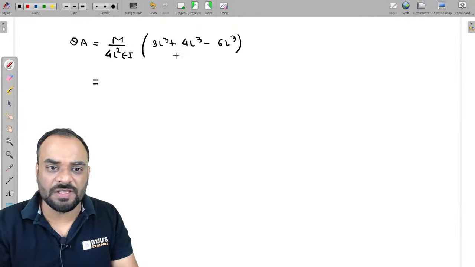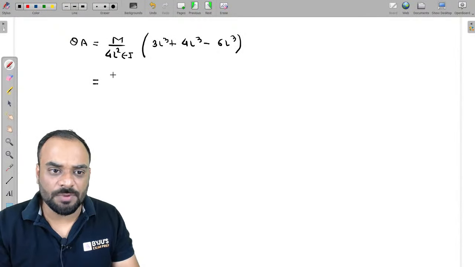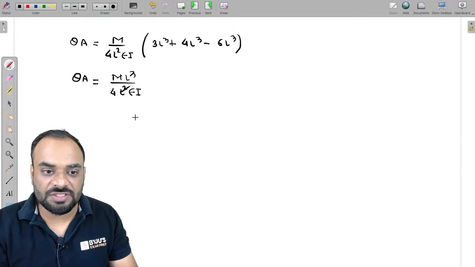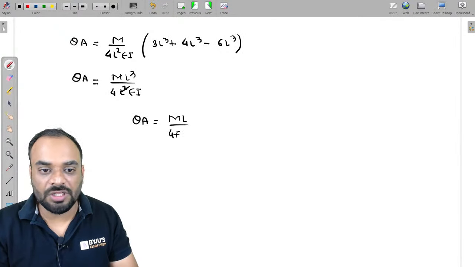So guys, if you solve this, you will get L cube at the top. That means M L cube divided by 4L square divided by EI. You can cancel this value, so you will get the value of theta A. So what is the value of theta A? Theta A is equal to ML upon 4EI.